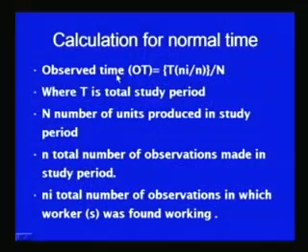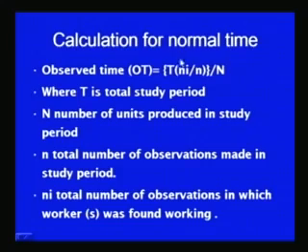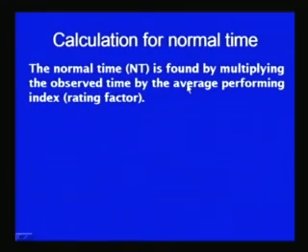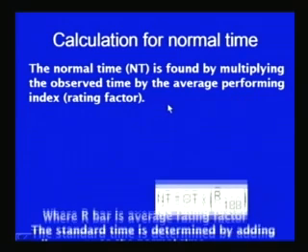So, this is how the observed time, or average observed time, for producing a unit item can be obtained for a particular worker: T multiplied by the number of times he is found working out of the total number of observations, divided by the total number of products he has produced. This equation is used to calculate the observed time for producing a particular job, and to find the normal time, the observed time is multiplied by the average performance rating of the worker.